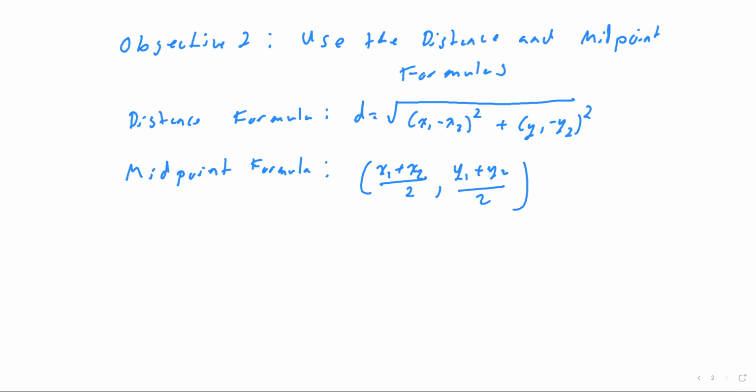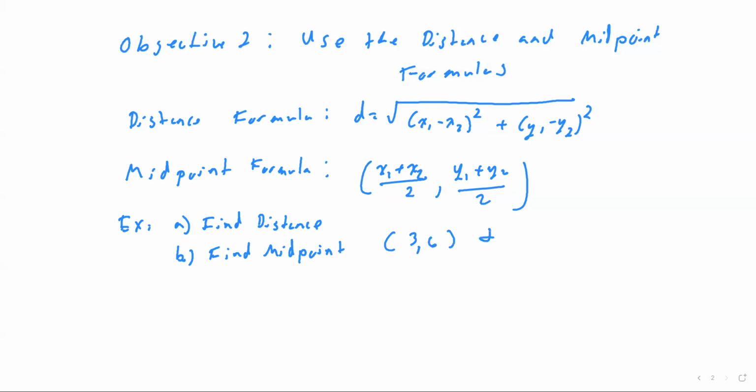All right, so let's do an example. We're going to find the distance and the midpoint. So example 1. Part A is to find distance. Part B will be to find the midpoint. All right, in the example we will look at the coordinates (3, 6) and (-4, -1). All right, so if I work on distance first, again, you can label if you would like.